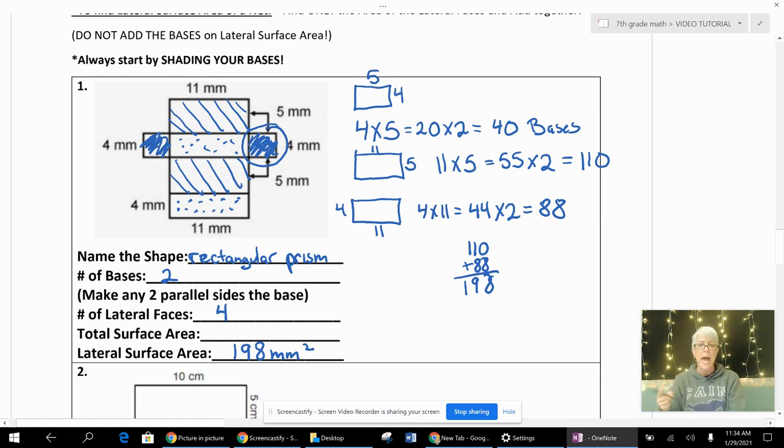Now, let's add the bases to get the total. So that's going to be the 40, 8, 13, 238. And that's, again, squared. Now remember, the total will always have to be more than the lateral because the total includes the bases.